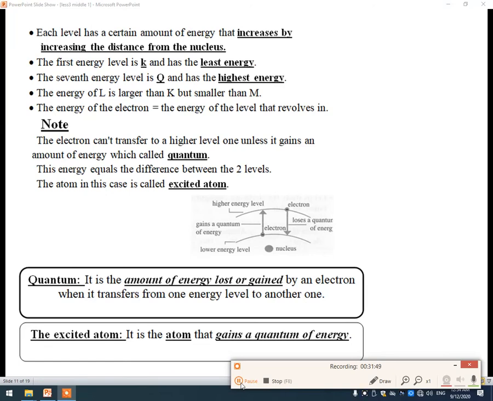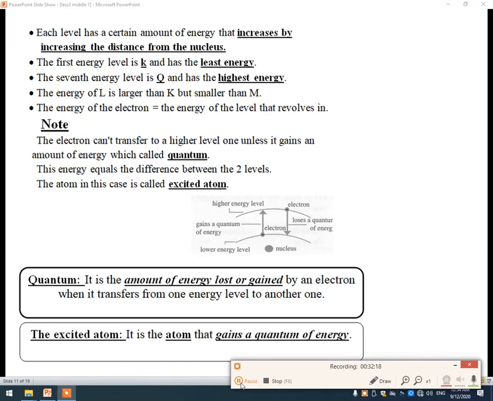The seventh energy level is Q, and it has the highest energy. And by the way, the energy of energy level L is larger than K, because L is farther than K from the nucleus, but smaller than M. You have to know that the energy of the electron equals the energy of the level that it rotates in.